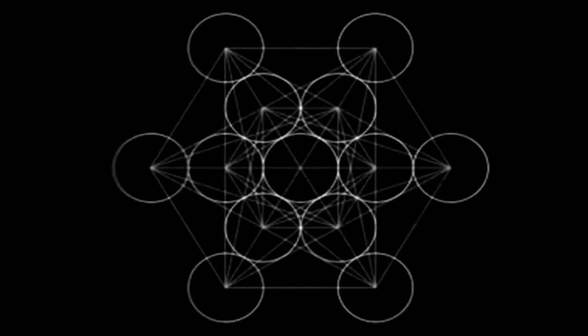So, how do the Platonic solids relate to Metatron's cube? If we take the two-dimensional form of 13 circles for the sake of simplicity, and using straight lines connect the centre of every circle to the centre of every other circle, we end up with this pattern.